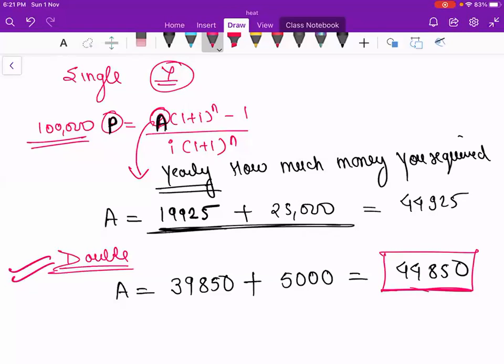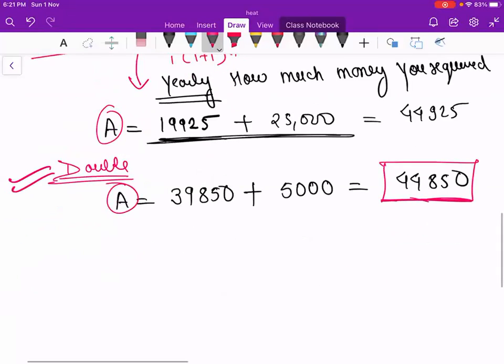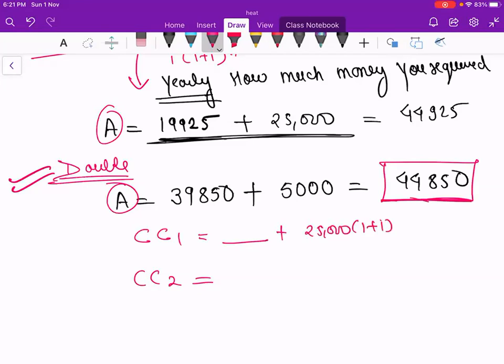So we have calculated on the basis of yearly. You can calculate it from the capitalized cost also, capitalized cost of 1, capitalized cost of 2. But after getting the capitalized cost, you have to add the value of steam. So value of steam will be 25,000 (1 plus I) to the power 10, and here 5,000 (1 plus I) to the power 10. This you have to add.